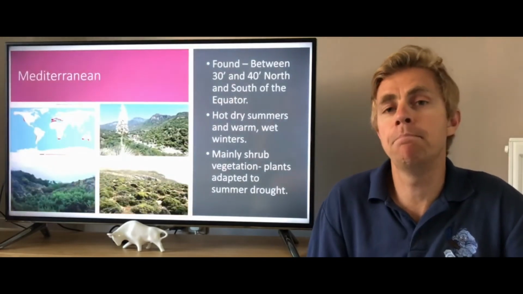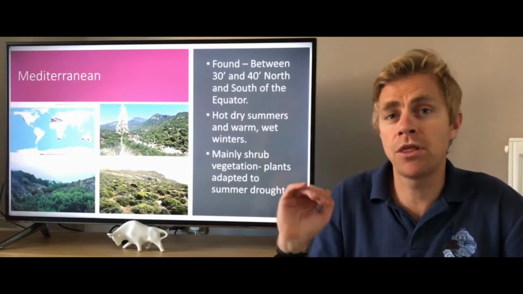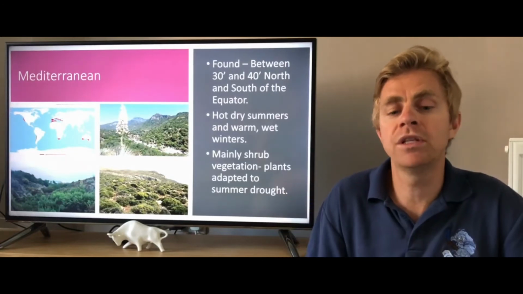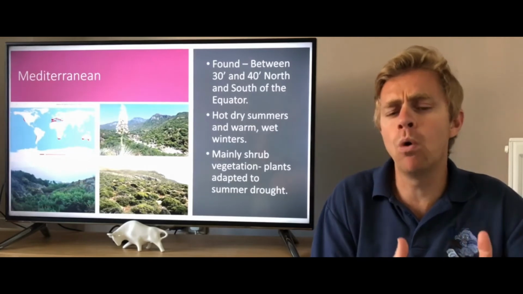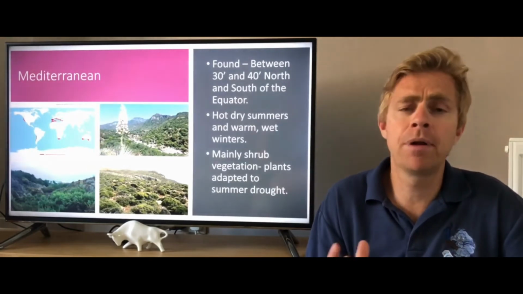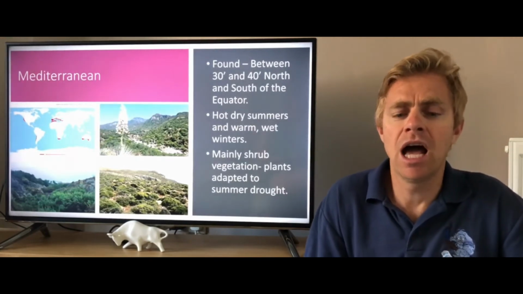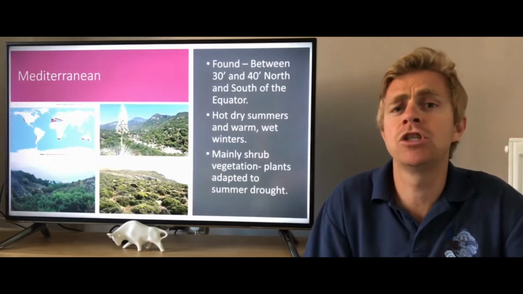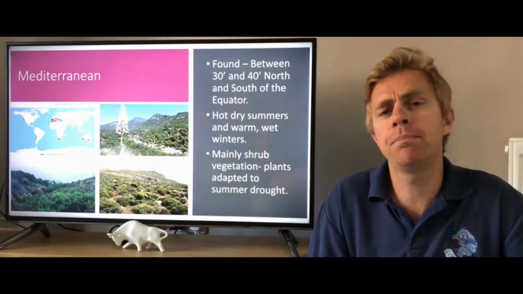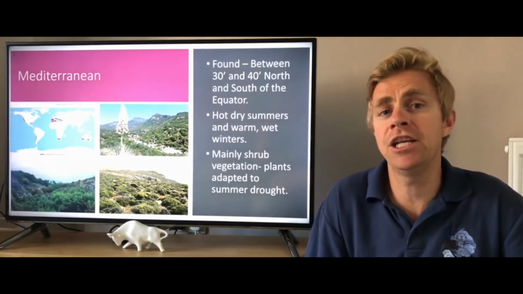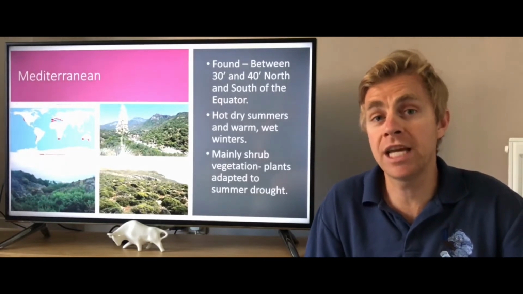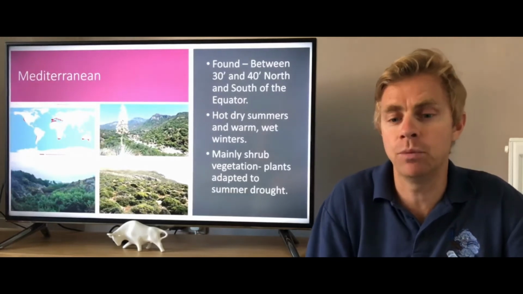Next one we're going to look at is the Mediterranean. It is found between 30 and 40 degrees north and south of the equator. It has hot, dry summers and warm, wet winters. The plant life is mainly shrubs. Plants that tend to be no more than 2.5 meters, and the plants are adapted for a summer drought. In other words, it doesn't get any rain for a couple of weeks. In the UK, we have a drought if we haven't had rain for 2 weeks.